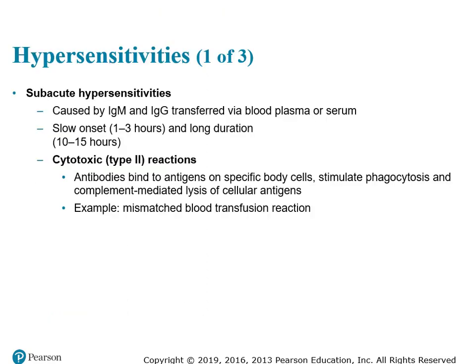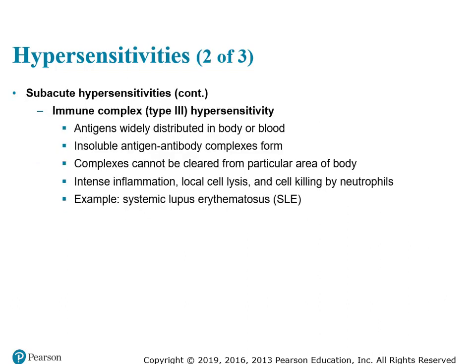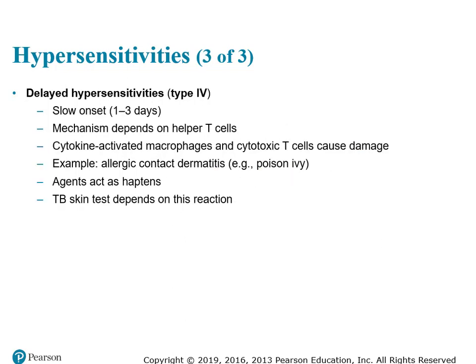Subacute happens after an hour or two. Okay, so this is basically IgM and IgG, where you have your mismatched blood transfusion. That's your cytotoxic type 2 reaction, where it binds to all of your RBCs. Type 3 is where you have systemic lupus. Lupus is where you have the antigen-antibody complex, and that complex has no way to clear from your body, and that complex is what is causing cell damage in that particular part of the body. So that is your SLE, systemic lupus erythematosus.